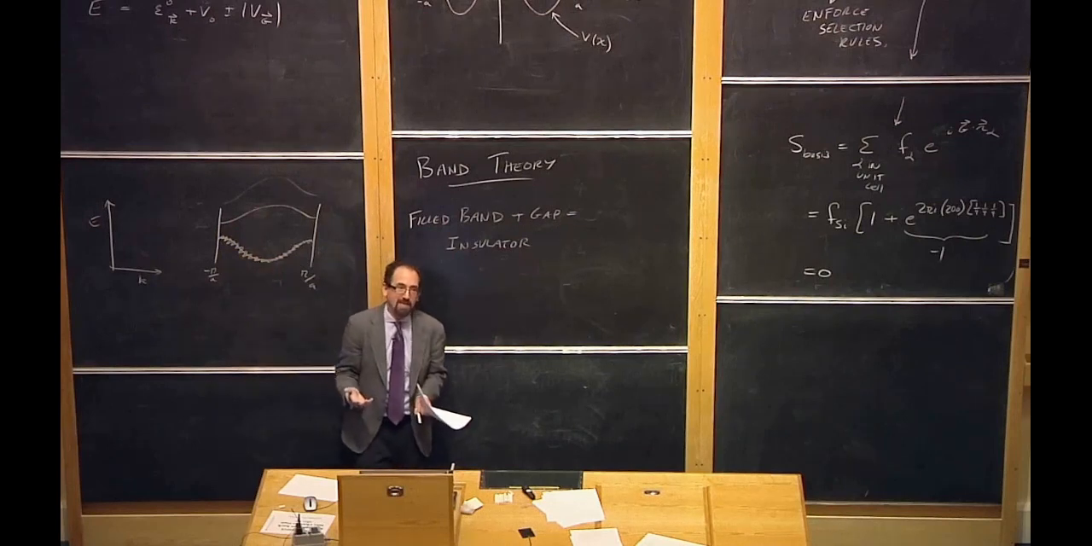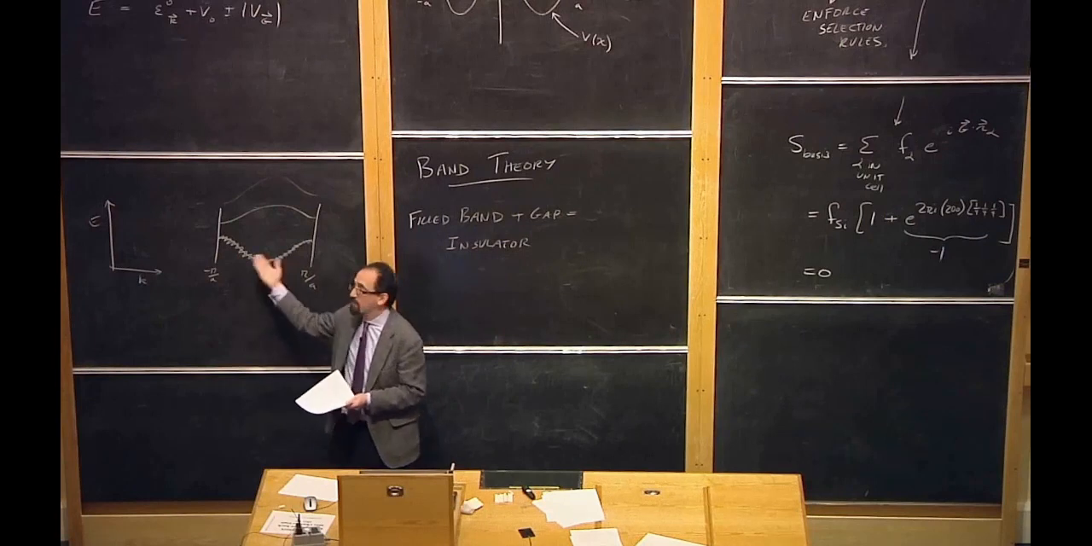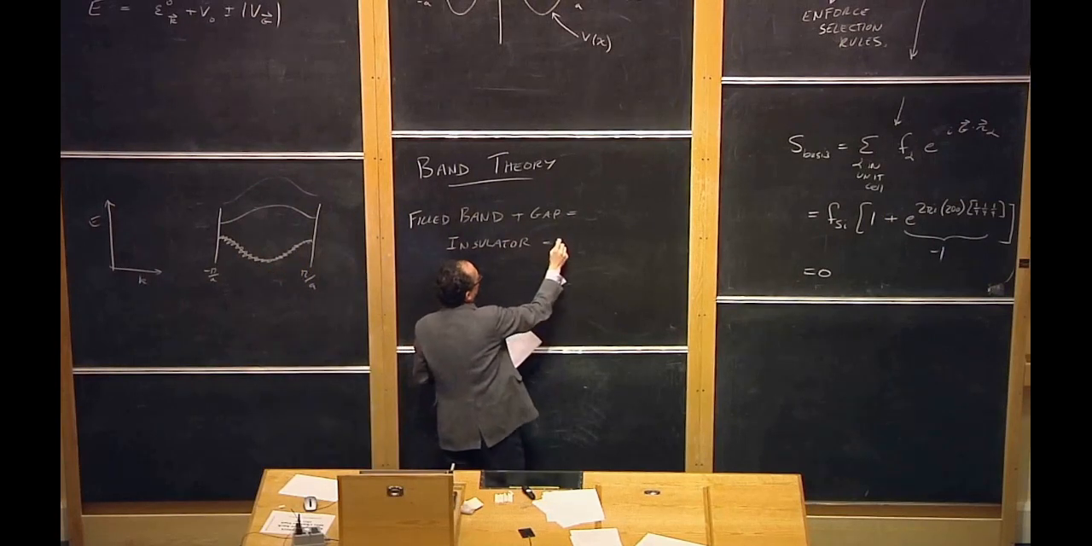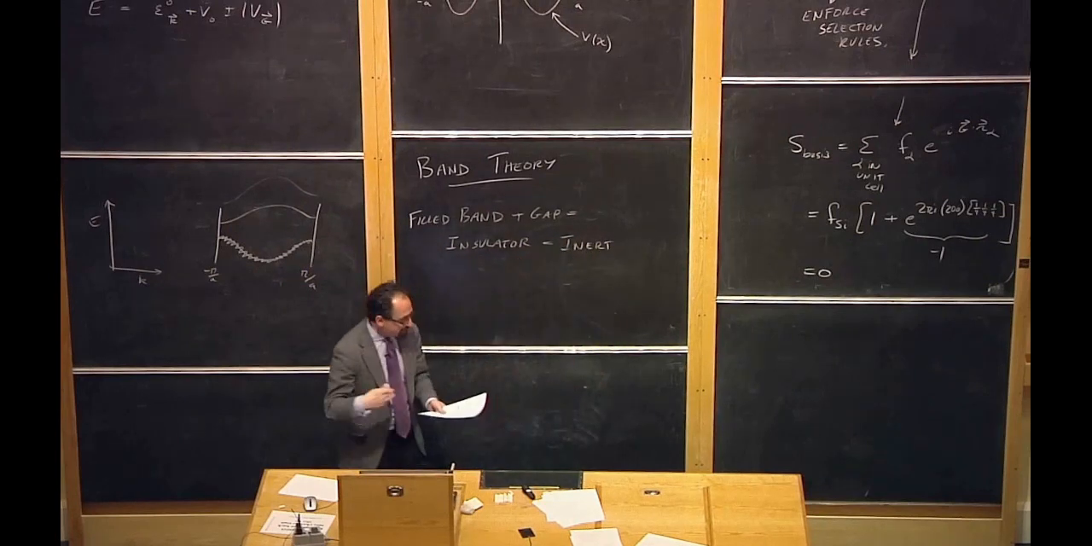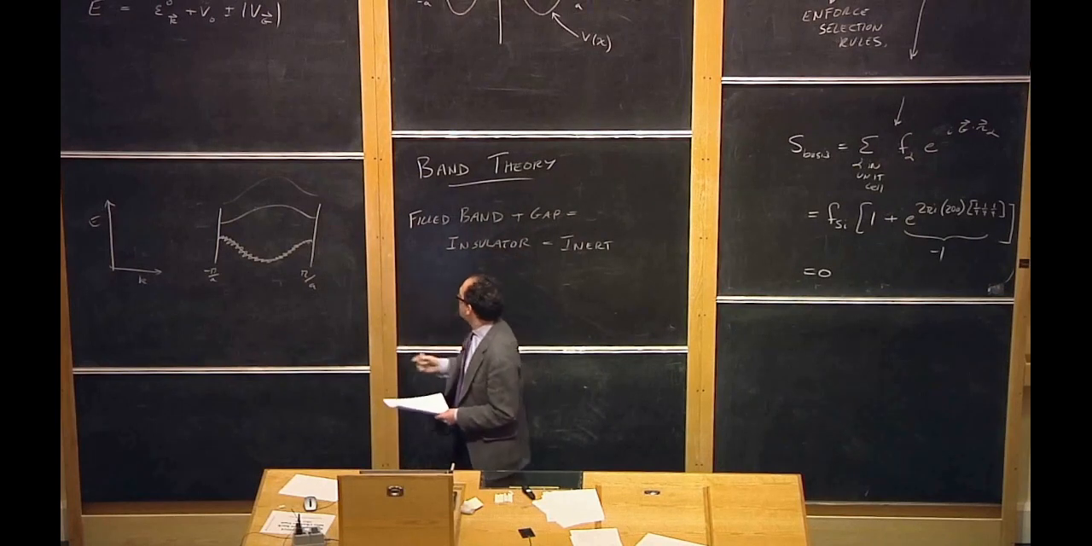They can't absorb any heat. They can't change their momentum because all the momentum states are already filled. So it's basically just completely inert. So I'll write that down. It's inert. And if you have two bands that are completely filled, again, you'll have a gap to the next band. It will also be an insulator.